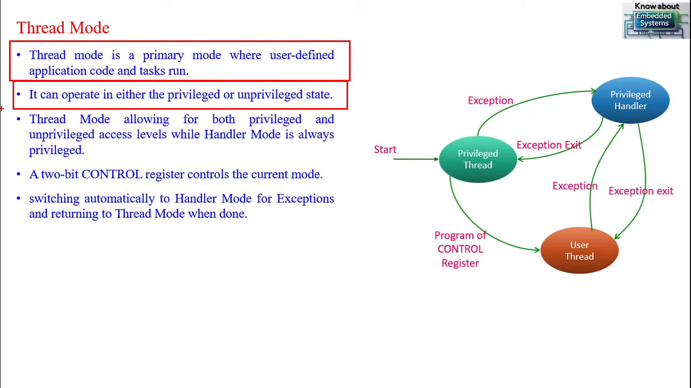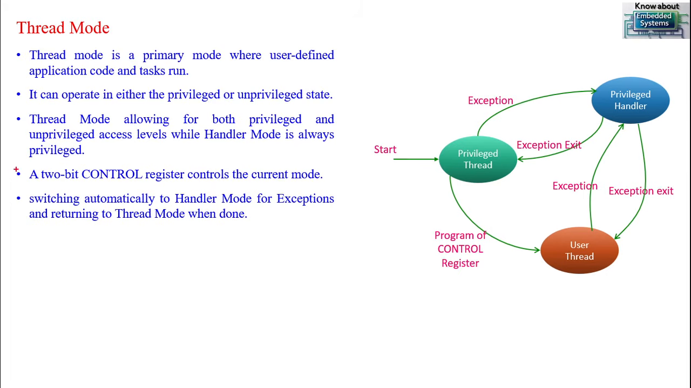As I already told you, thread mode will allow both privileged and non-privileged. So what do you mean by privileged and non-privileged? We already discussed privileged and non-privileged. How is it possible to configure privileged and non-privileged? There is one special register. That register is called the control register.